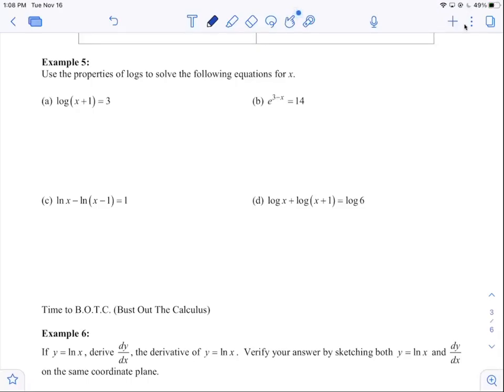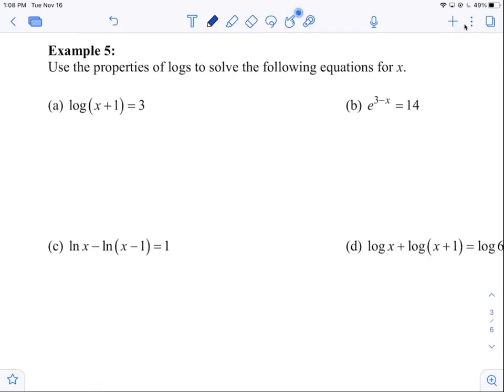So this is the last part of logs that we're going to review before we bust out the calculus. Solving log equations. And again, this might have been some of the pieces that got overlooked or went through very quickly during pandemic math last year.